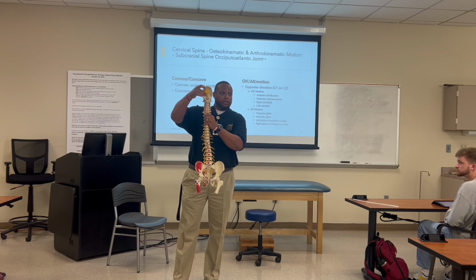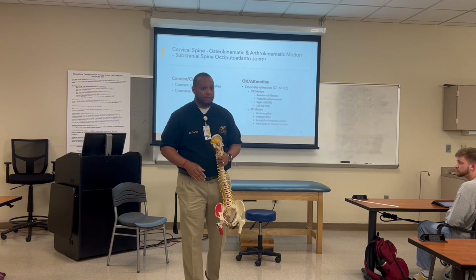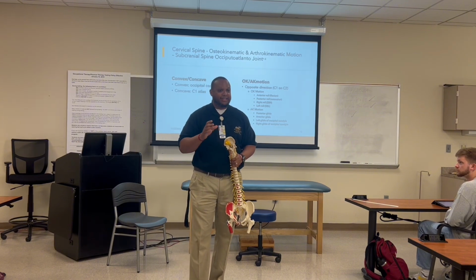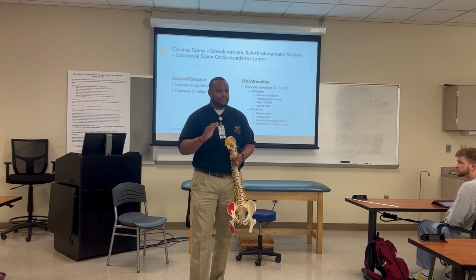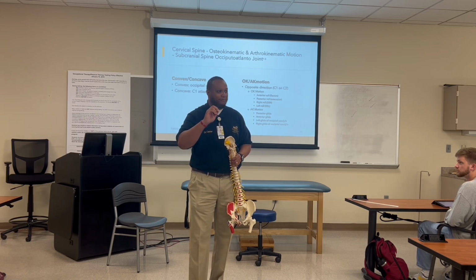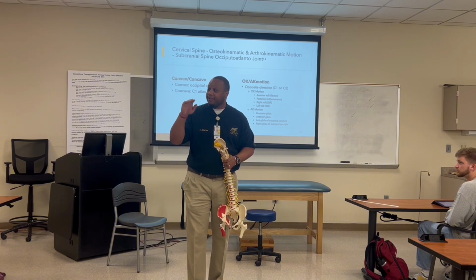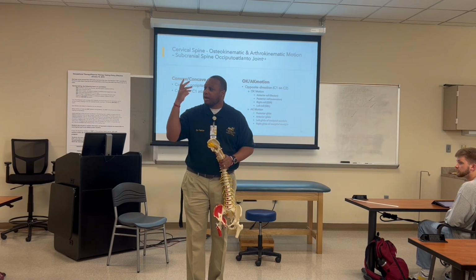Now, what is C1 doing with the atlas on the axis? The atlas on the axis is gliding anteriorly, because the atlas on the axis is convex on convex. So the atlas is gonna glide anteriorly. It's moving in the same direction as the head.